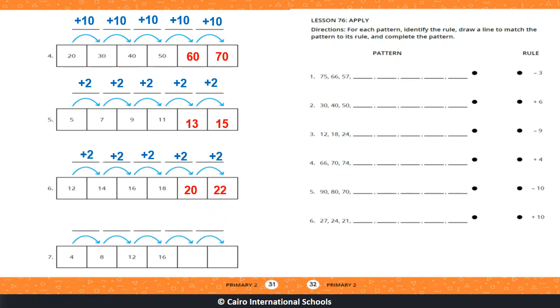The last one, the pattern in question number 7: 4, 8, 12, 16. Is this pattern increasing or decreasing? It's an increasing pattern because the numbers are getting bigger. So we will write plus in the pattern rule. Increasing by what? Subtract the first two numbers. 8 minus 4 equals 4. 12 minus 8 equals 4 also. So the pattern rule is plus 4. Plus because the pattern is increasing, and 4 because each time we are adding 4.